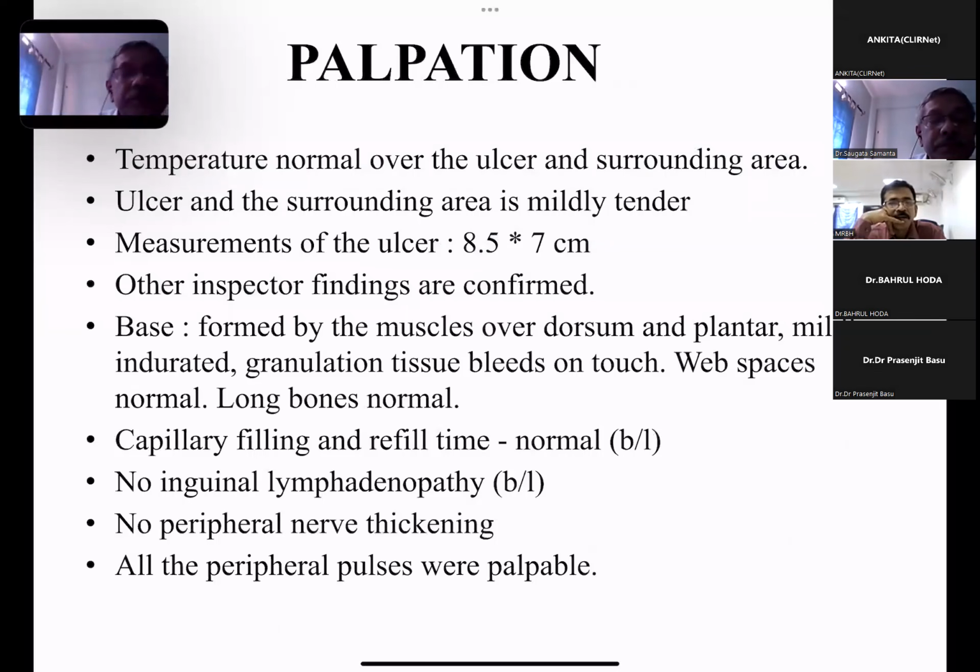On palpation, temperature was normal over the ulcer and surrounding area, and the ulcer and the surrounding area was mildly tender. The ulcer was about size of 8.5 into 7 centimeter, and other inspective findings are confirmed on palpation. Base of the ulcer was formed by muscle over dorsum and plantar, mildly indurated. Granulation bleeds on touch. Web spaces were normal, and long bones were normal. There was normal capillary refilling time. There are no palpable inguinal lymph nodes. There is no peripheral nerve thickening, and all the peripheral pulses were palpable.